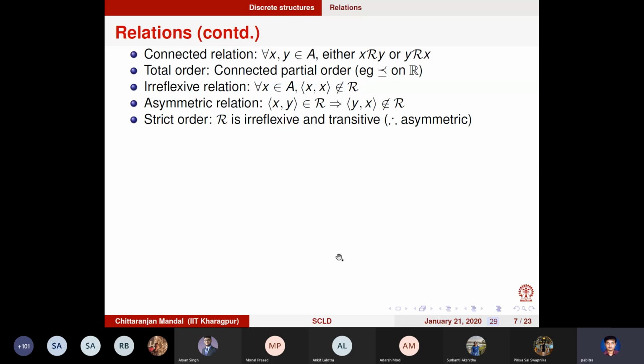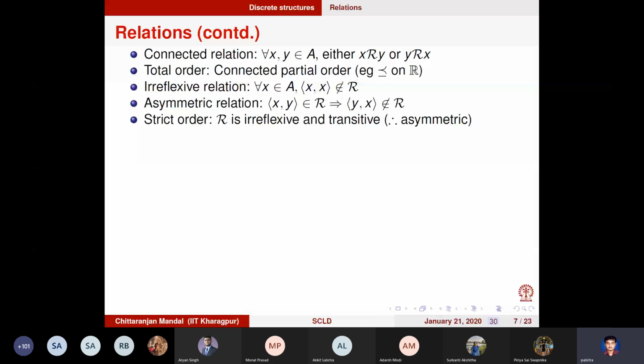Okay, so we have talked about equivalence relations, we have talked about partial orders, we have talked about connected partial orders, which are total orders. Now let's talk about another type of relation. Okay, so let's look at some of the properties. So let's talk about a relation which has these two properties.